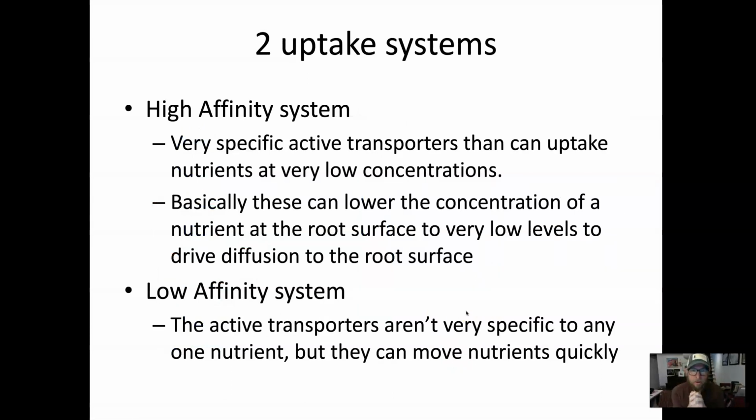and importantly, we divide these active transporters into two categories: a high affinity system and a low affinity system. High affinity system means it has a high affinity for particular nutrients. You can think about that as it's really good at drawing down the concentration of those nutrients because it's so targeted. There are specific transporters targeted for certain nutrients or certain types of nutrients, and so they draw down that concentration really low. Low affinity systems, on the other hand, can't necessarily draw down the concentration very low outside the root system, but they can take up nutrients quickly. So there's a trade-off between affinity and uptake rate.